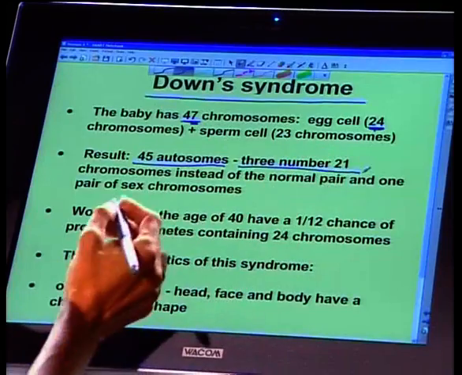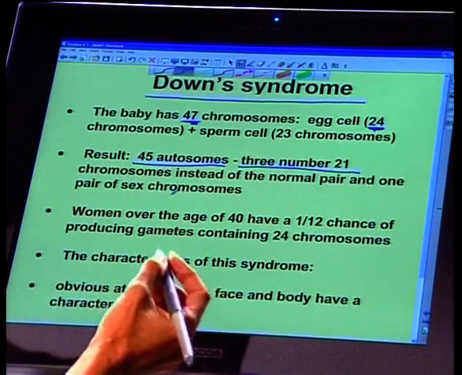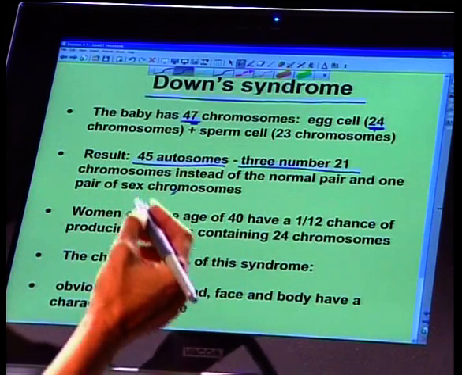All right? We have 45 autosomes, and then there are 3 number 21 chromosomes. Because remember, the 23 pairs of chromosomes are all numbered. So chromosome number 21, we are going to have 3 of them instead of 2. And then we have a problem, and then we have 1 pair of sex chromosomes.